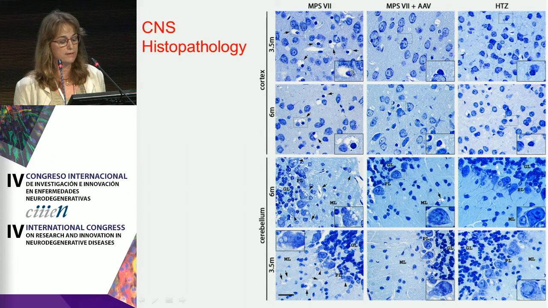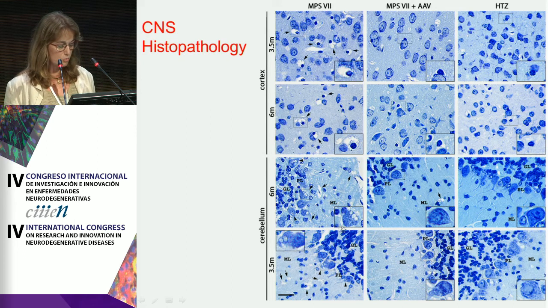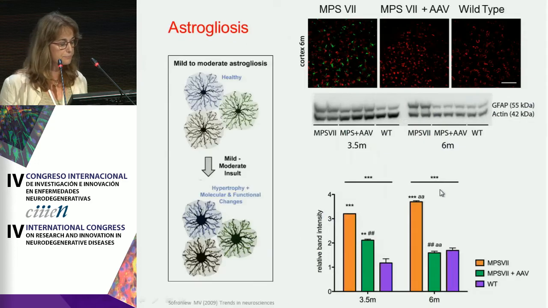Here you can see the cytosol of a glial cell that is completely enlarged due to the glycosaminoglycan accumulation, and it's completely normalized in the treated animals, here in the cortex. But we also saw most of the correction in the cerebellum, except in some glia that had a small vacuolization in some cells.